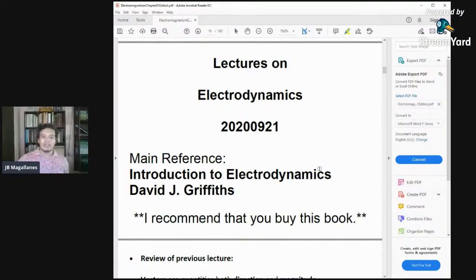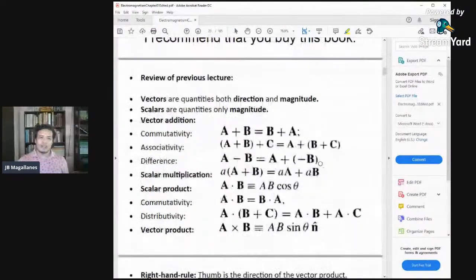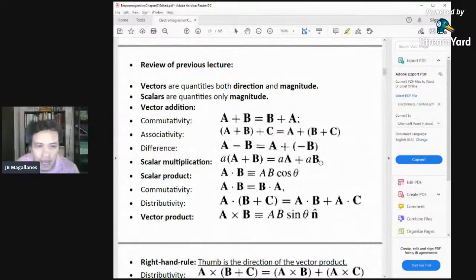So let's review what we have learned in the previous lecture. The vectors, we have studied that, and scalars also. Vectors are quantities with both direction and magnitude. So if you add two vectors, you have to not only manipulate the magnitude, but also the direction.